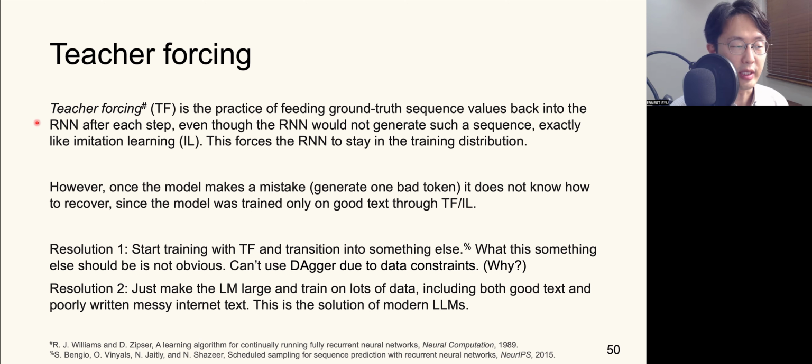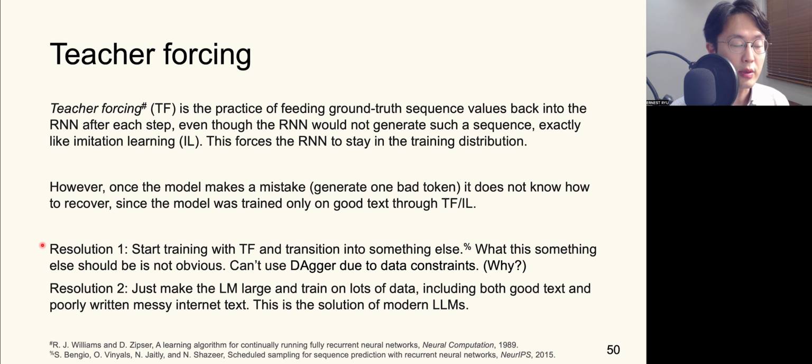In the context of NLP, teacher forcing is the practice of feeding ground truth sequence values back into the RNN after each step, even though the RNN would not be able to generate such a natural sentence. And this is exactly like imitation learning. And teacher forcing forces the RNN to stay in the training distribution. However, as we've discussed in the previous slide, once a model makes a mistake, generates one bad token, the model really does not know how to recover, because the model was only trained on the good text through teacher forcing or imitation learning. There are two ways to solve this.